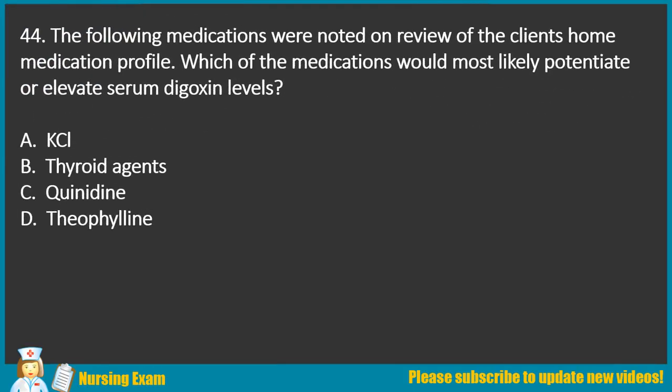Question 44. The following medications were noted on review of the client's home medication profile. Which of the medications would most likely potentiate or elevate serum digoxin levels? A. KCl. B. Thyroid agents. C. Creatinine. D. Phentolamine.